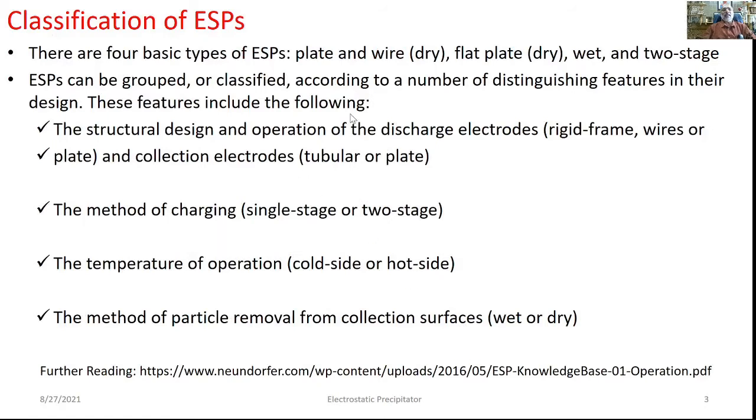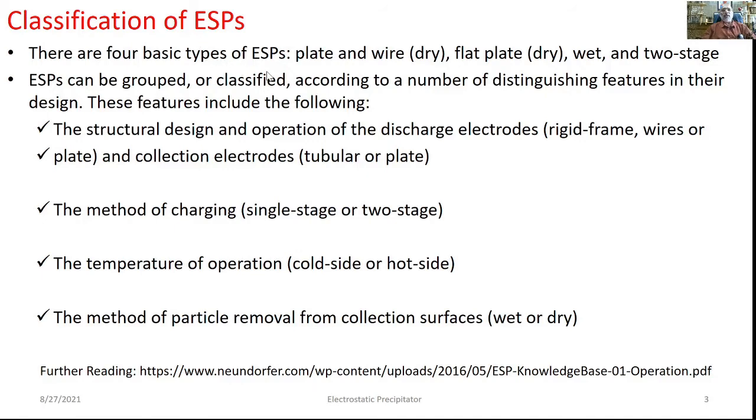There are 4 basic types of ESPs. First one is plate and wire, which acts in the dry mode. Second is flat plate, which also acts in the dry mode. Third one is wet precipitator, and fourth one is 2-stage precipitator.